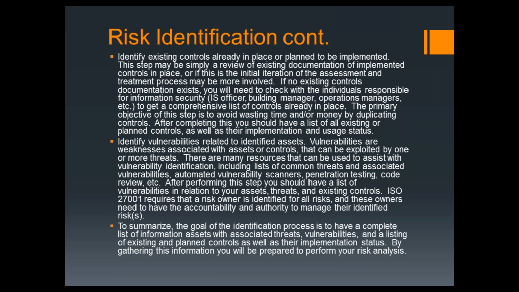All right, continuing on. Identify existing controls already in place or planned to be implemented. This step may simply be a review of existing documentation, or if this is the initial iteration of the assessment, it could be a little bit more involved. If no existing control documentation exists, you'll need to check with the individuals responsible for information security, security officers, building managers, operation managers, etc., to get a comprehensive list of controls already in place.